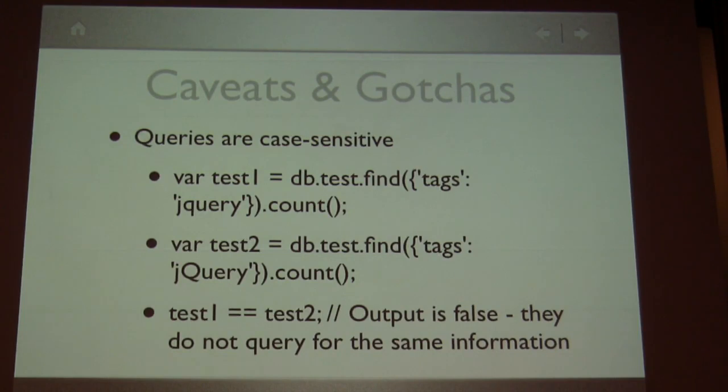Yeah, the lock is also the flush. It's per database now. In the next one or two releases, they're expecting to have locking down to the collection level.